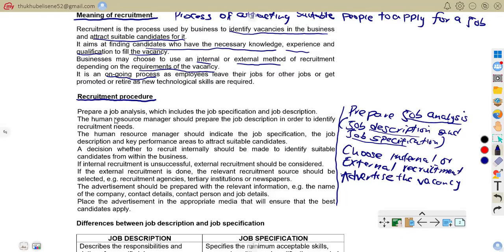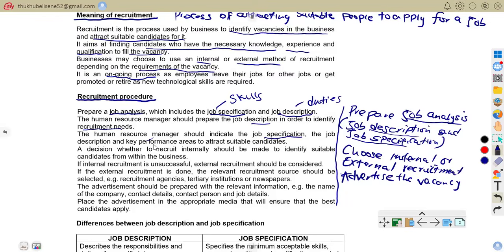Like it says here under recruitment procedure, prepare job analysis, like I've said, which includes job specification and job description. Here we are talking about the duties that are going to be performed by our incumbent. Here we are talking about what skills are needed, or qualifications, experiences. So the human resource manager should prepare the job description in order to identify recruitment needs. The human resource manager should indicate the job specification, the qualifications that are needed for that position, for that post.